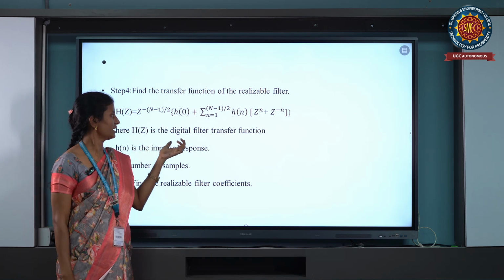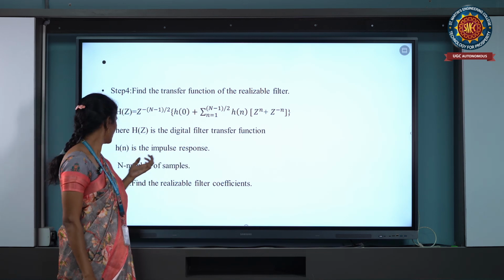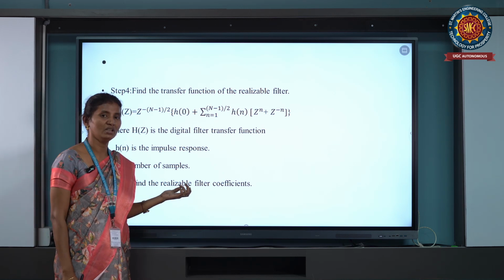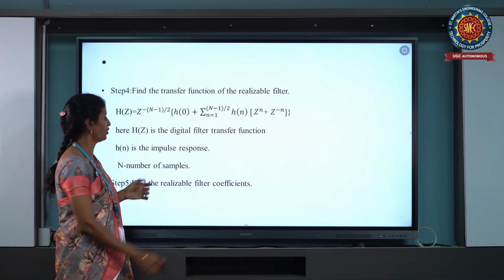Here H(z) is the digital filter transfer function, h(n) is the impulse response, and N is the number of samples. Step 5, using this transfer function to find the realizable coefficients.